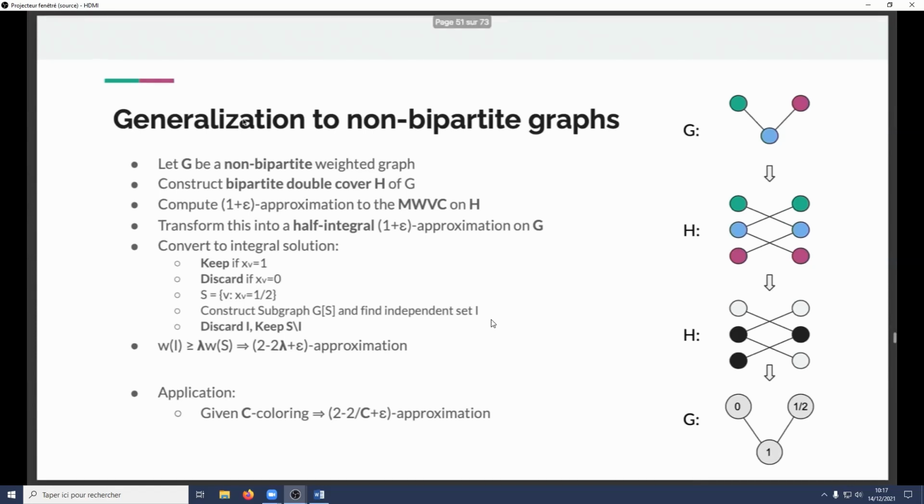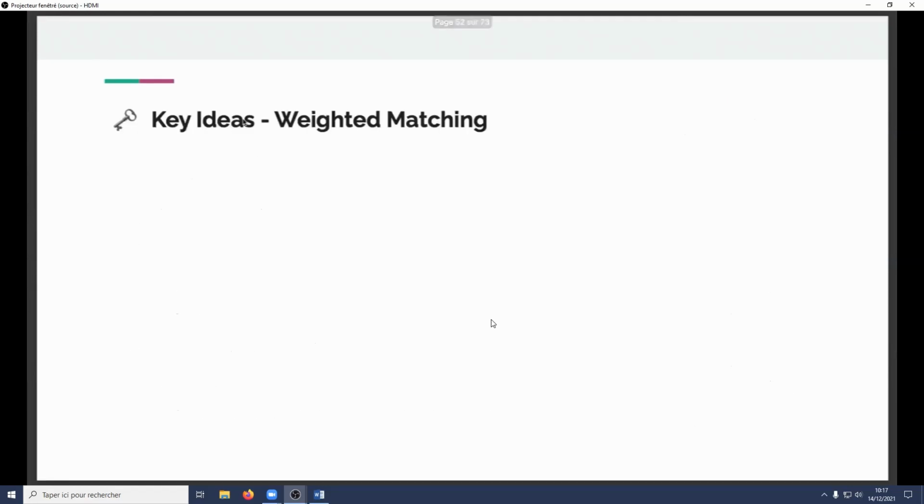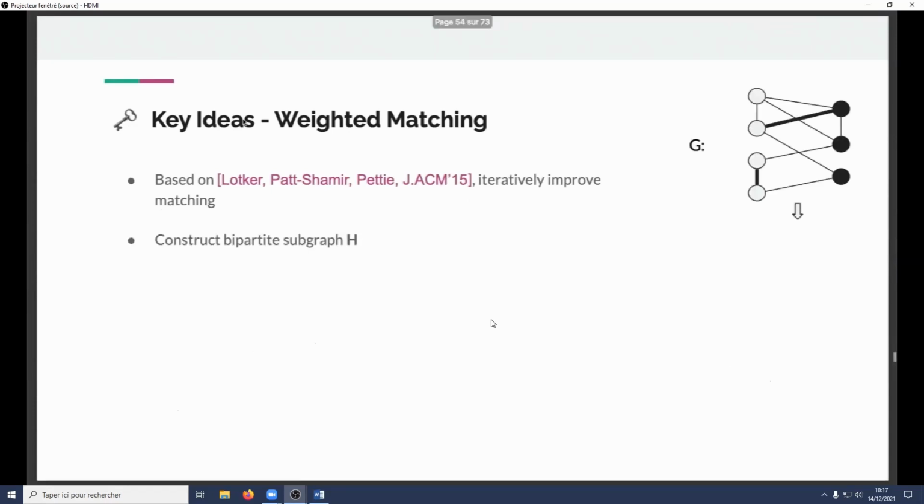So this was our vertex cover algorithm. Now let's switch to our weighted matching algorithm. Our matching algorithm is based on the work of Lotker, Patt-Shamir, and Pettie, where we improve a given matching iteratively. So first, we construct a bipartite subgraph H from a given general graph.